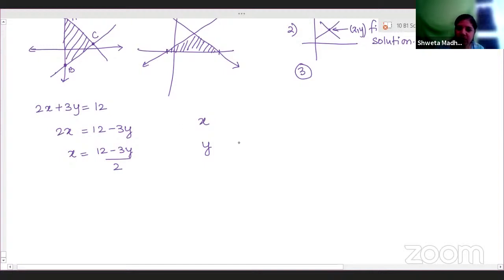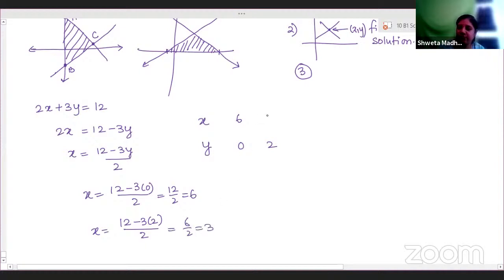So if y is 0, then x is (12 minus 3 into 0) by 2, which is 12 by 2, that is 6. So the x value is 6. Then take y as 2. 1 will not work because 12 minus 3 is 9, so you will get a decimal number. So y is 2: (12 minus 3 into 2) by 2. 3 2s are 6, 12 minus 6 is 6, by 2 that is 3. Now take 4. 4 will be better. 4 3s are 12, 12 minus 12 is 0, 0 by 2 is 0. So we got 3 solutions.